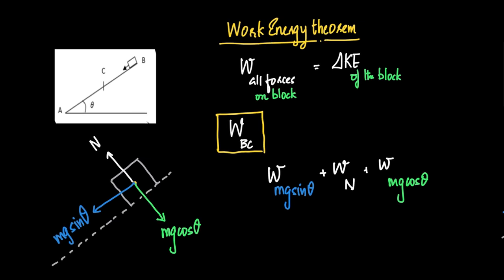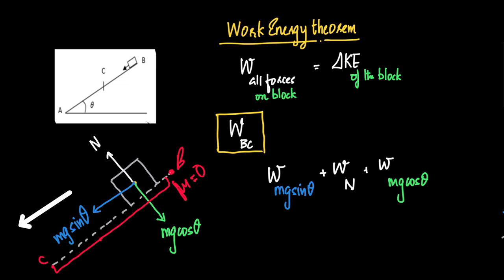If you apply the work energy theorem for this part BC, the block is kept at BC. Let's say this is B and this is C. Along this complete path, the friction is zero, and the body here is sliding downwards, right? So what are the various forces acting on it? Normal reaction perpendicular to the inclined plane, mg sine theta along the inclined plane, and mg cos theta perpendicular to the inclined plane in the opposite direction.